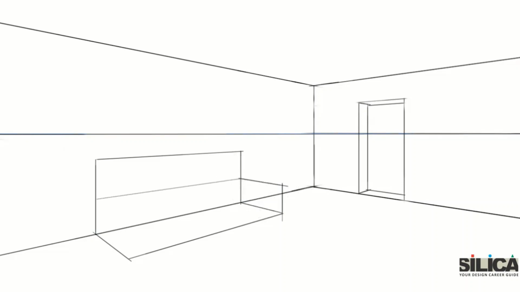Let's draw a diagonal line. Similarly, let's draw on the other side. Erase the extra lines and the guidelines. You can see the sofa seat is done.